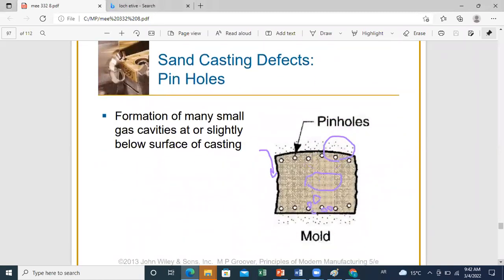Another type of defects that is specific to sand casting is pinholes. Pinholes consist of formation of many small gas cavities at or slightly below the surface of the casting. It's very similar to the previous defect we discussed, where during the pouring step you have formation of gas bubbles, and these gas bubbles will be trapped, especially near the surface of castings because of the fast solidification of these parts.